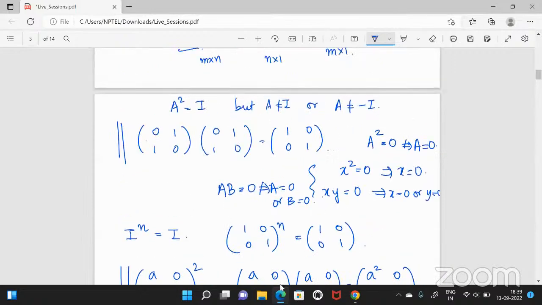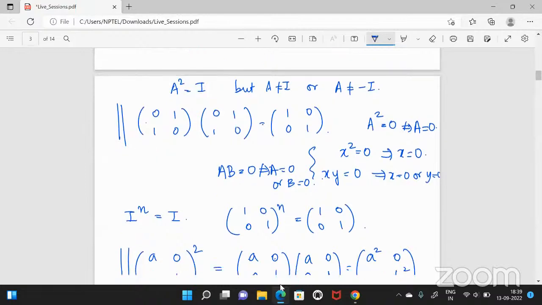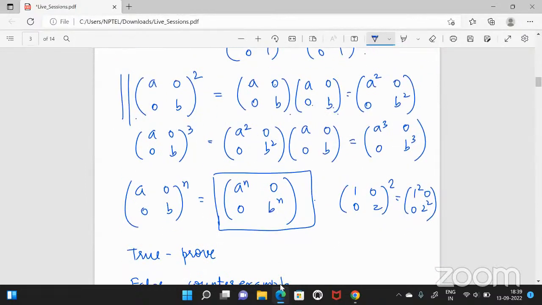Ma'am, you wrote A to the power n and B to the power n for the above question. And it is only for diagonal matrices, right, ma'am? It is not for all the matrices. Yeah, this is only for diagonal matrices. Okay, ma'am.